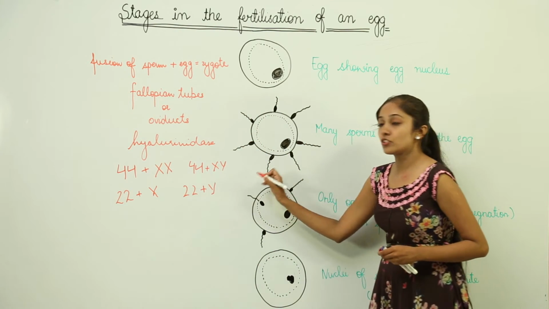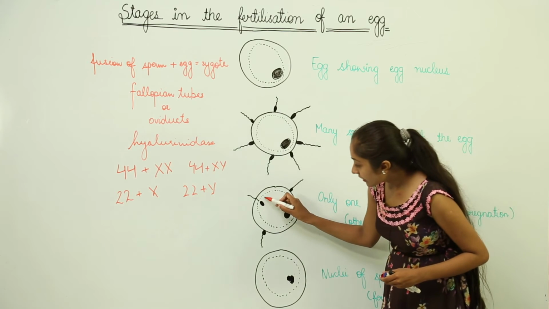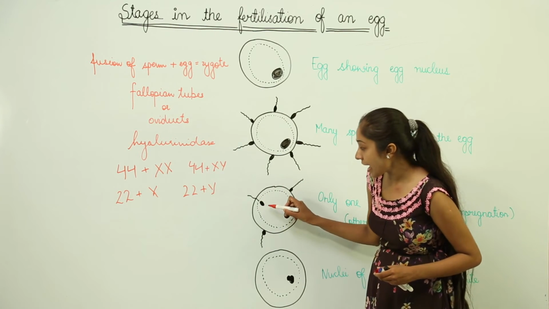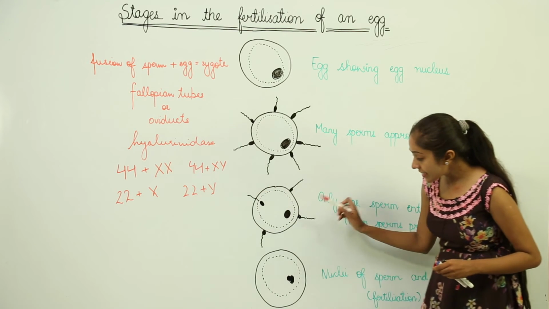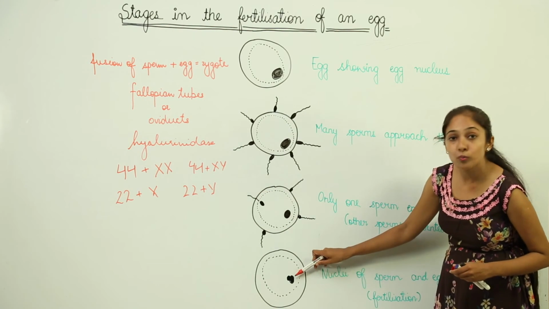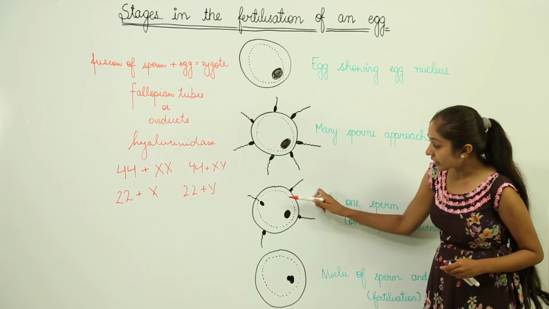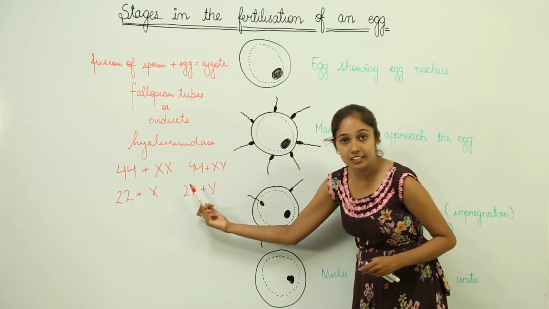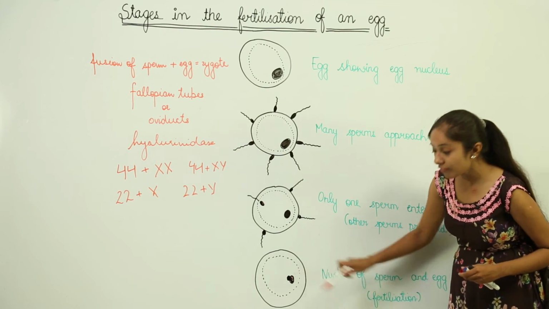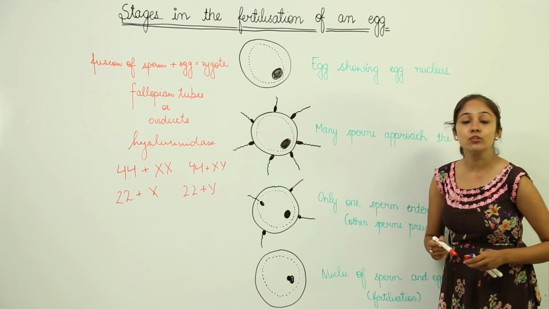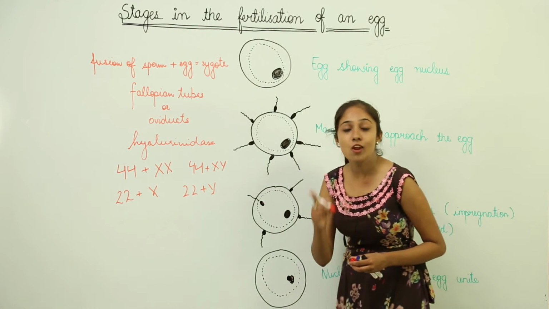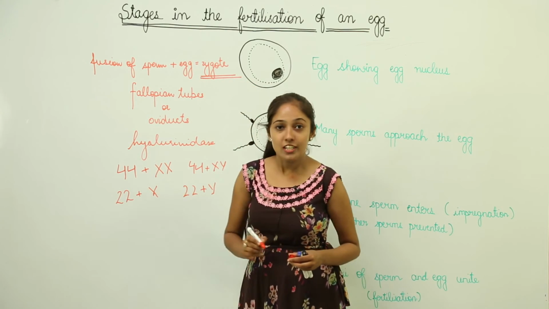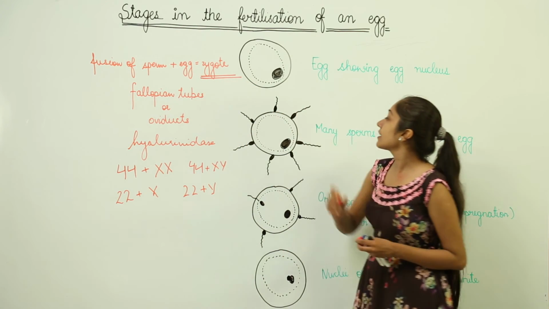So this genetic material is there in the head region of the sperm, right? So this head region of the sperm has that genetic material, and this is going to fuse with the nucleus of the egg. So the head region, which is actually the nucleus which contains the genetic material, is going to fuse with the nucleus of the egg, and this is going to lead to the formation of the first cell of life. Remember, that is known as the zygote. So these are the stages in the fertilization of an egg.